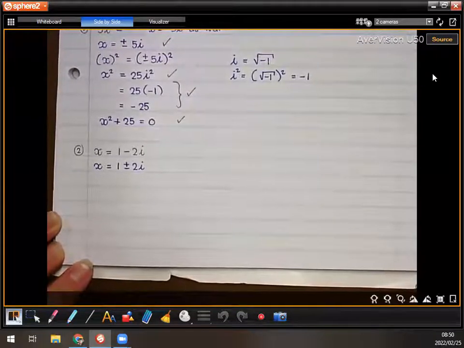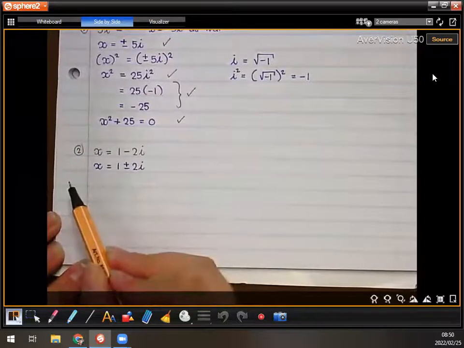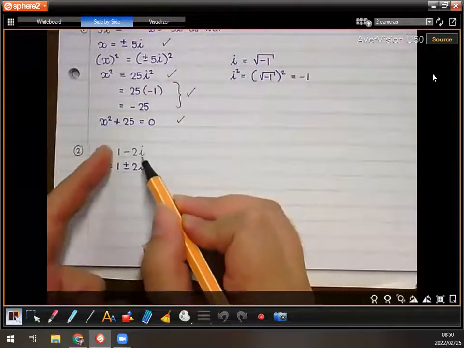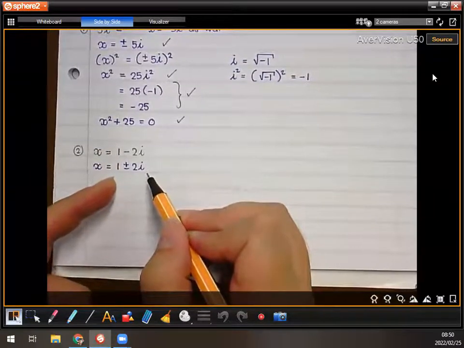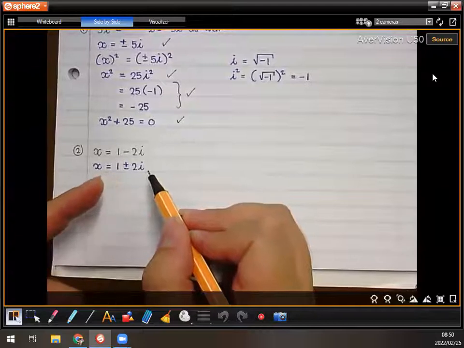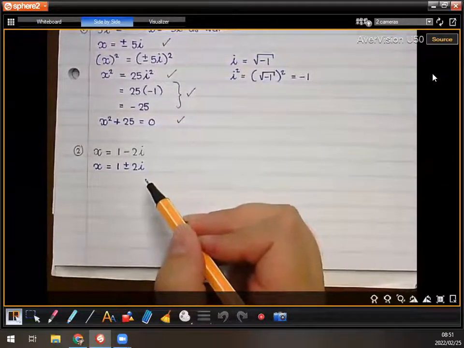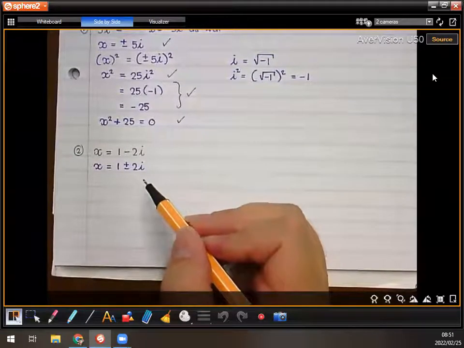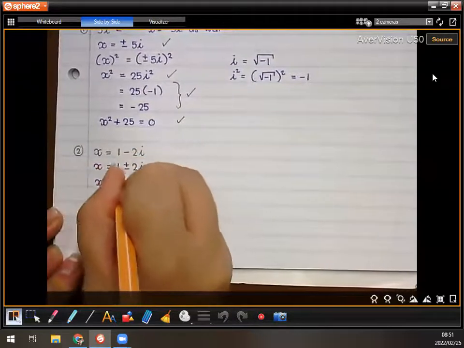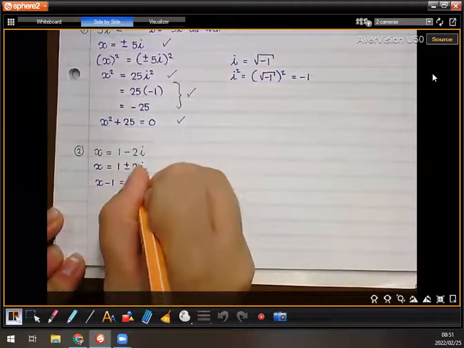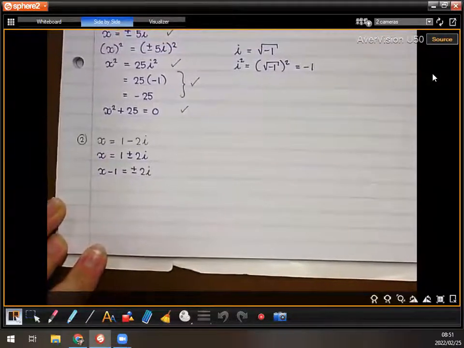Now, before I square both sides, it's best to actually move this 1 over to the other side. Because, guys, if you square this side now, it's a binomial square, but it's a bit difficult because there's a plus and there's a minus. Let's not put ourselves through deciding how to square that. We're going to move that 1 across. x minus 1 is equal to plus or minus 2i.